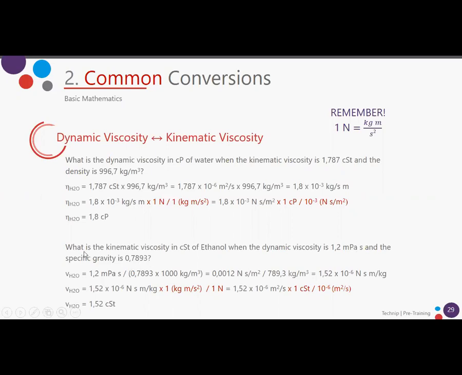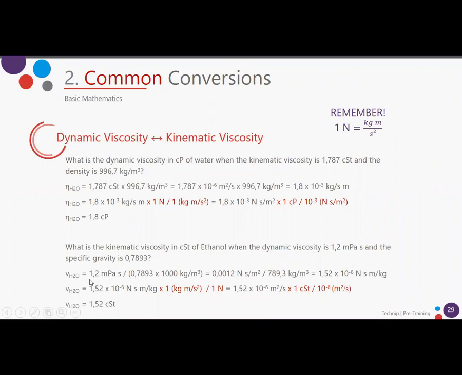So when we want to have the kinematic viscosity, one has to divide the dynamic viscosity by the density. But in this case, we only have the specific gravity, but we know my density is the specific gravity multiplied by the reference density, which in this case is water. So I multiply my specific gravity by 1,000, and then I divide 1.2 by this factor.